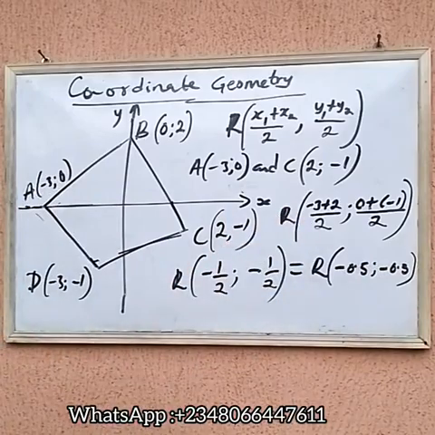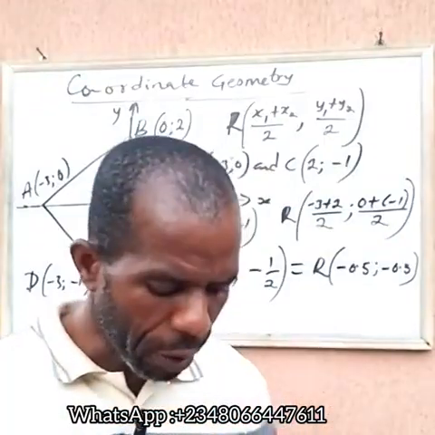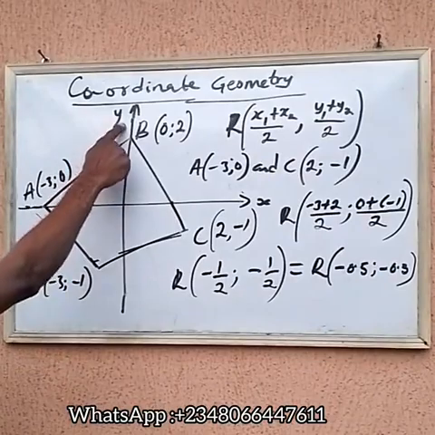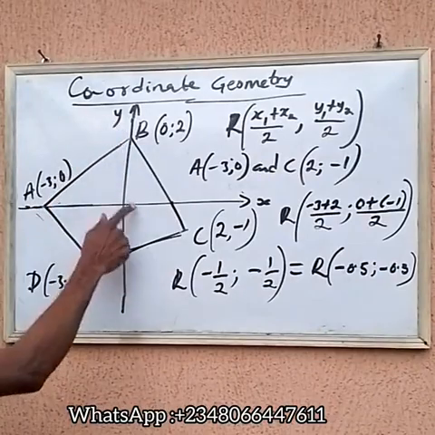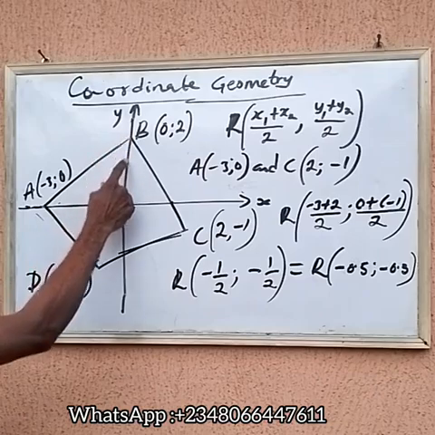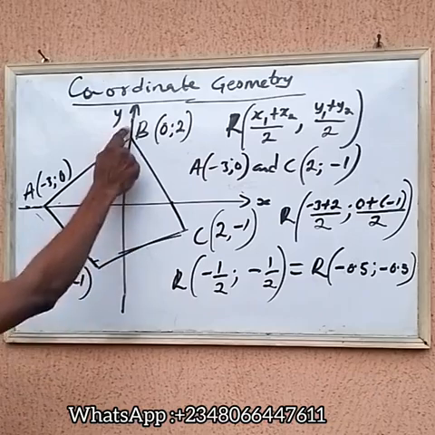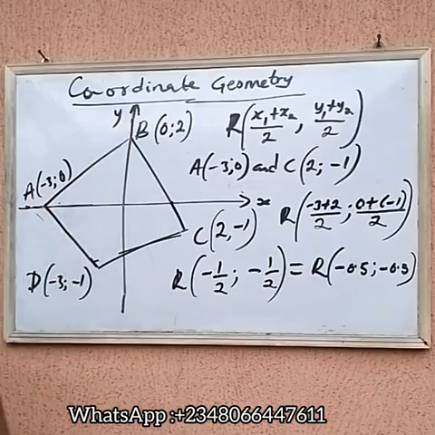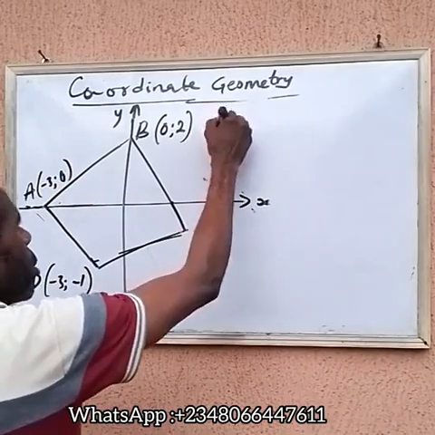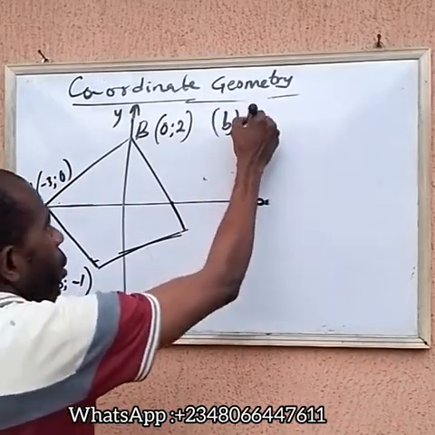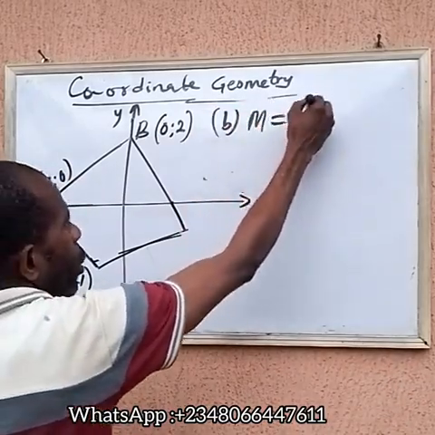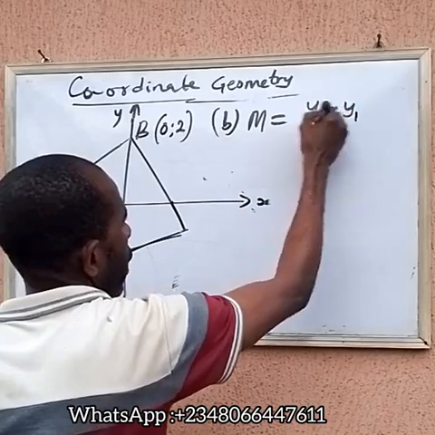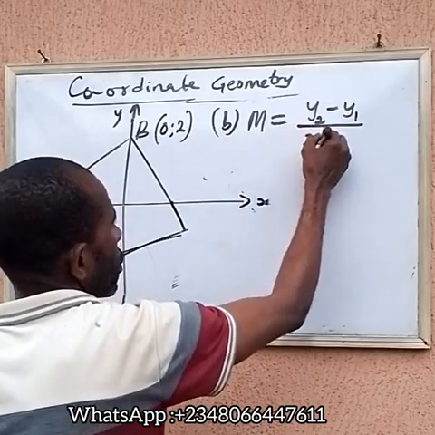Now B says calculate the gradient. Gradient is the increase in y all over the increase in x. Between these points, y increases from here to this point, and x also increases from here to this point. Now let us calculate the gradient. Gradient is denoted by what? M, equal to the increase in y over the increase in x.